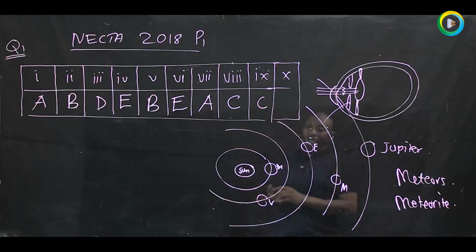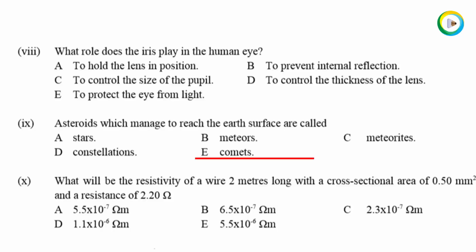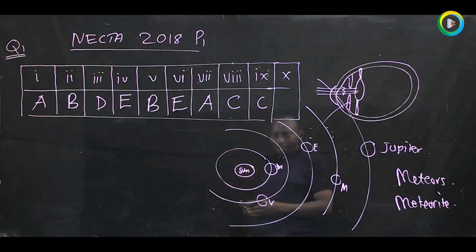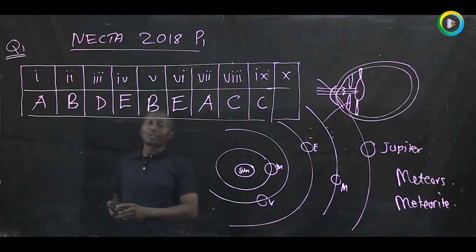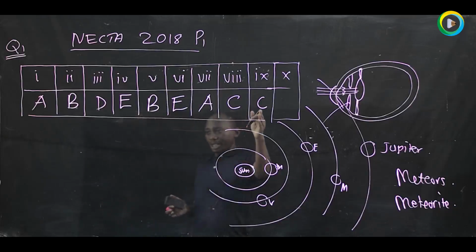D, constellations. A constellation is a small group of bright stars in the sky that form a definite shape when viewed from the Earth. E, comets. A comet is a body made of dust, gases, and other materials that moves in an orbit around the sun, in an eccentric orbit, in an elliptic orbit. So our answer here should be C, meteorites.